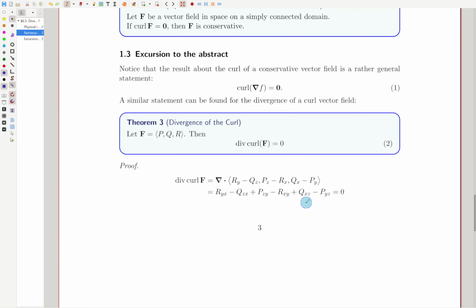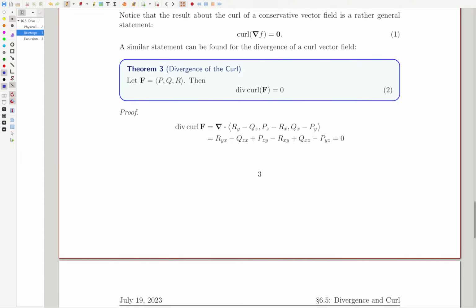And you can see that there's some cancellation. Assuming Clairaut's theorem, which says that for mixed partials the order doesn't matter, this Q sub zx is equal to this Q sub xz, but it has opposite signs, so they cancel. Same with the P's, same with the R's. And so everything cancels, and you're left with 0. That's a very straightforward proof.